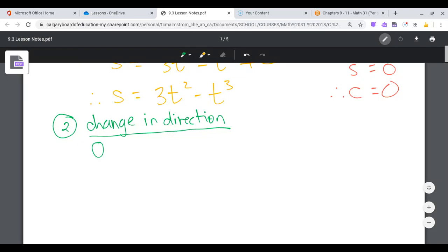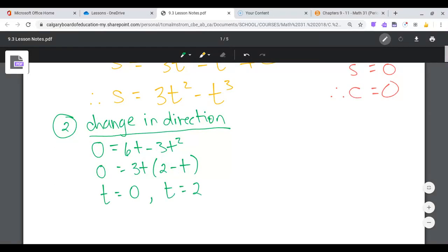So 0 is equal to 6t minus 3t squared, and then I factor that. So I could pull out a 3t, and then I'd be left with 2 minus, pardon me, t. And so then I get that t is equal to 0 and t is equal to 2. That's when the object changes direction. So not at t equals 1, because this question asks in the first second.